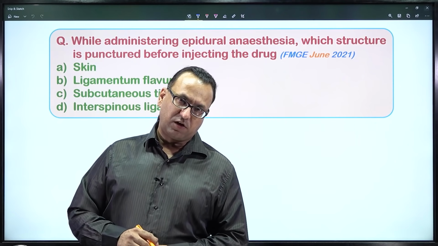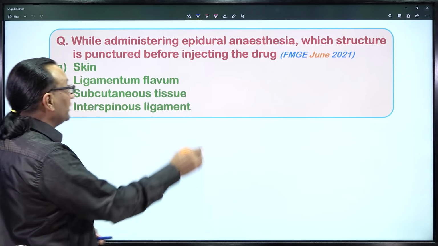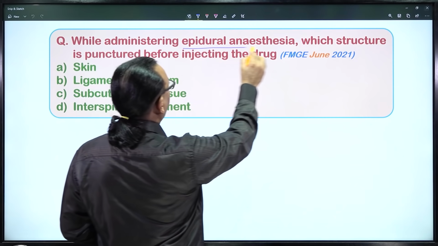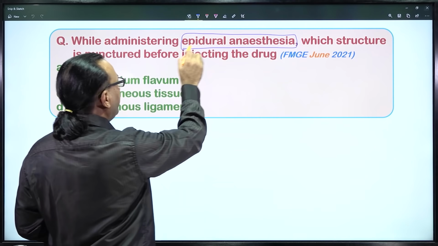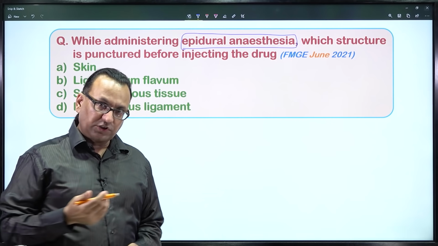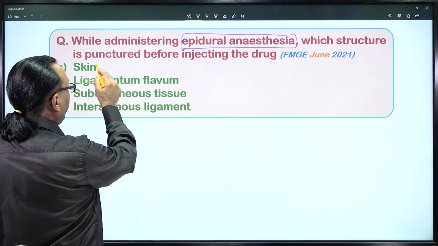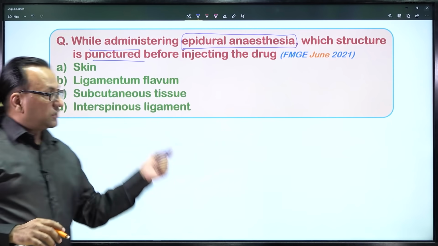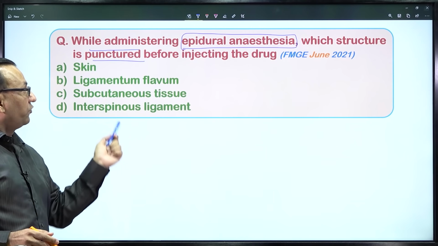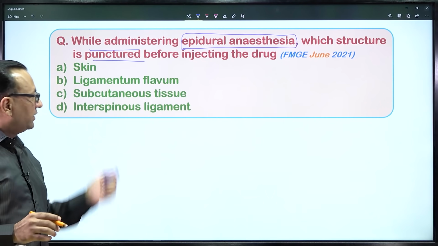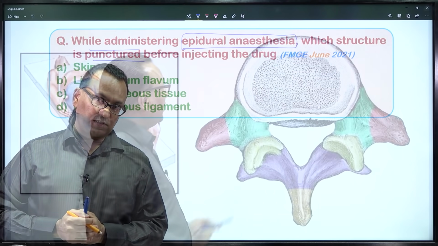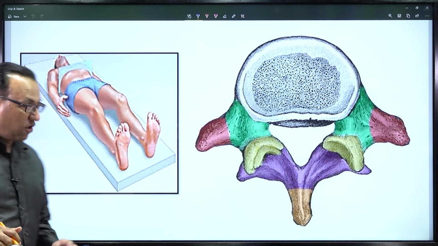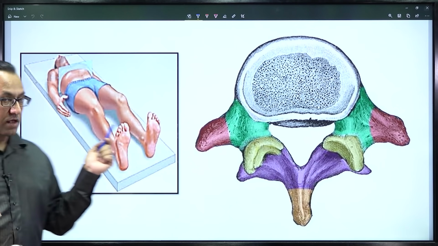Here we have got a question on epidural puncture. Maybe you are giving epidural anesthesia or epidural analgesia. Which structure is your needle going to puncture before you inject the drug? Now, there are some components which we have to focus upon, and then we can find what could be the appropriate answer. Let us first have the orientation of the vertebra, especially the lumbar vertebra.